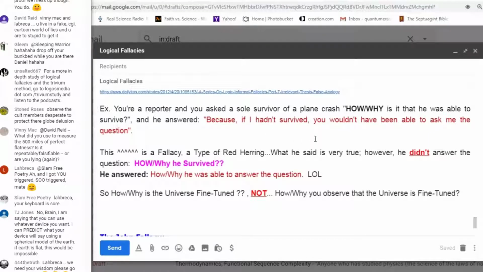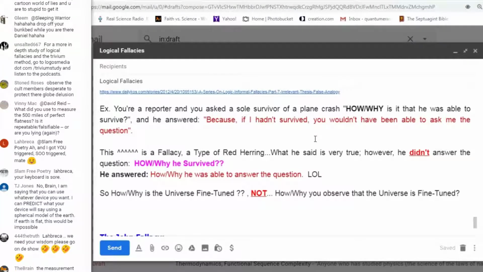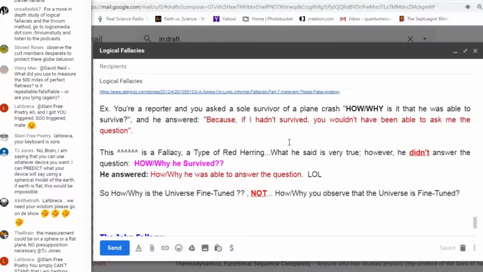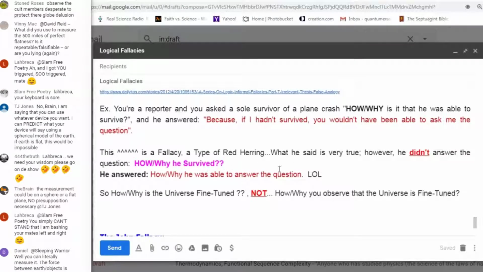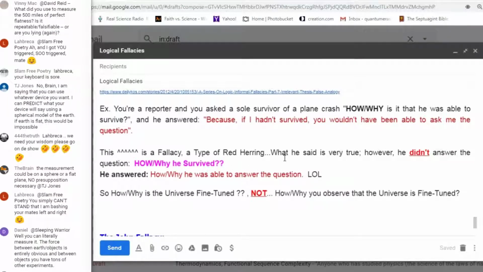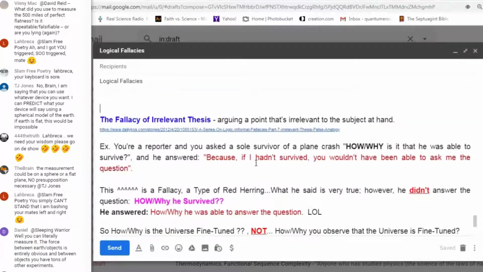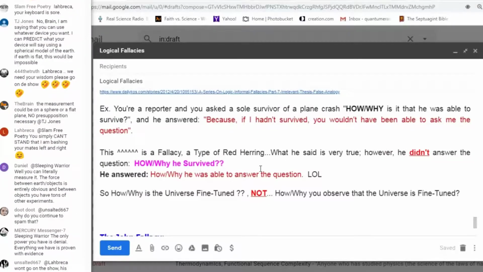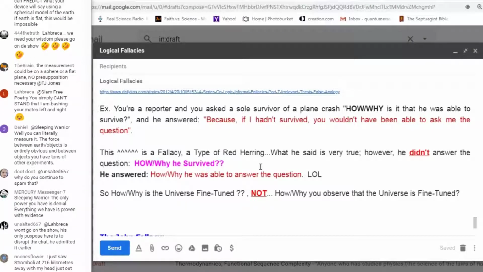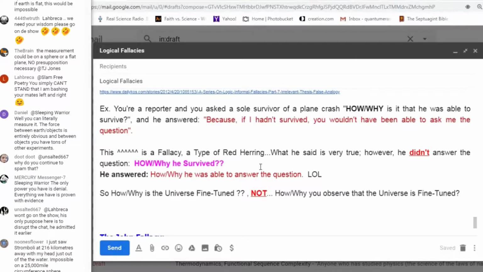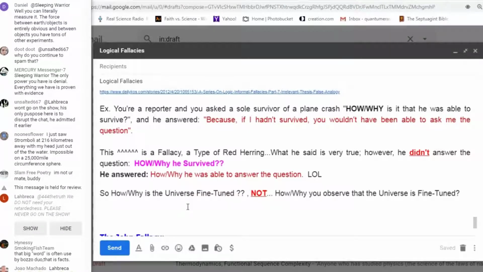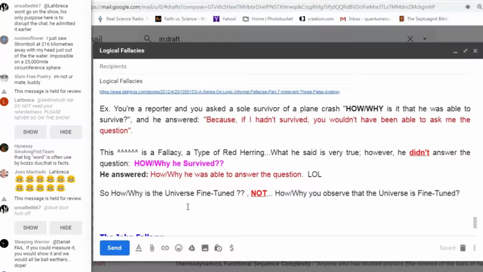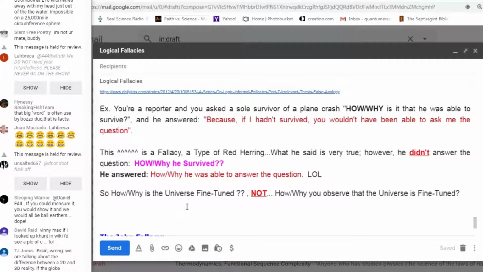What he said is very true. However, he didn't answer the question of how or why he survived. He answered how he was able to answer the question. It's real subtle, though, but you can see that it's irrelevant. It's a diversion. He didn't answer the question. And this usually falls into a bedrock argument of pretender clowns in the fine tuning argument of the universe genre. If you see anything hovering around fine tuning, you're going to see this argument. The question is, how or why is the universe fine tuned, not how or why you observe that the universe is fine tuned.